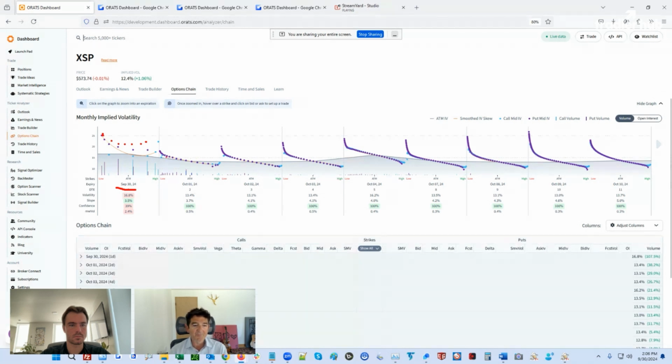And then what we do, so we put all these dots. First of all, we line up the puts and calls. So the puts are purple, the calls are in cayenne. So you could see that they're almost overlaying, except for on the extreme wings when they diverge a little bit.